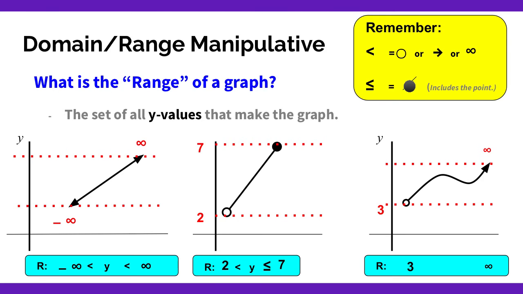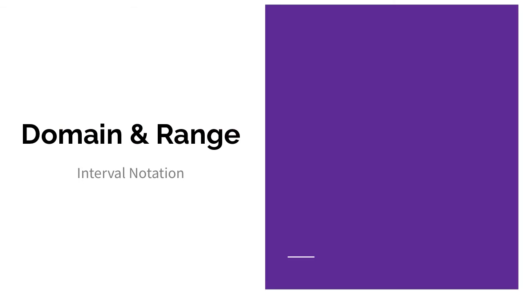And then finally, for the last example, we're going to go from 3 all the way up to infinity. The 3 has an open dot. So again, for that open dot, we're going to use a less than. And then we have an arrow. And again, when we have an arrow, we're going to use a less than as well. So for this one, it'll be 3 is less than y is less than infinity.